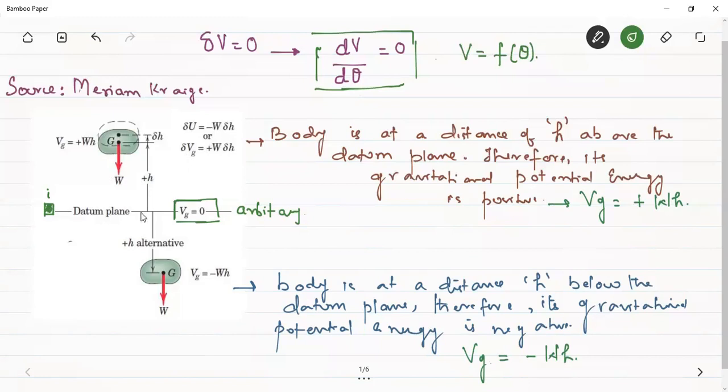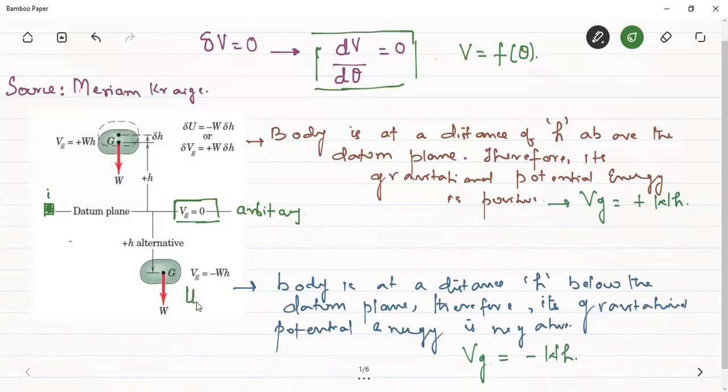Okay, now see here in the second case, the object is moved from the initial position where it is lying on the datum plane, and we have displaced it vertically downwards. Now see, weight is acting in the vertical downward direction and the displacement of the object below the datum plane is also in the vertically downward direction. Then we can say that the work done by the weight will be positive. Okay, here in this case, the work done by the weight will be positive.